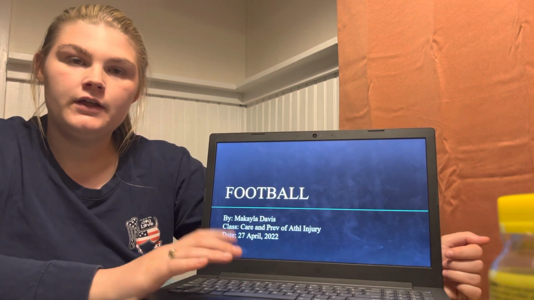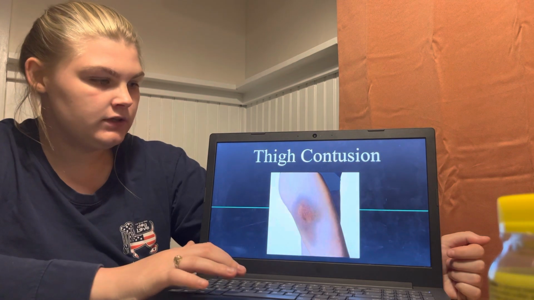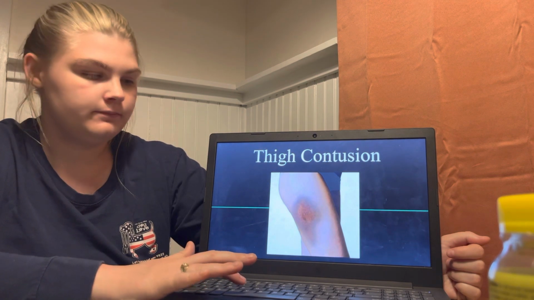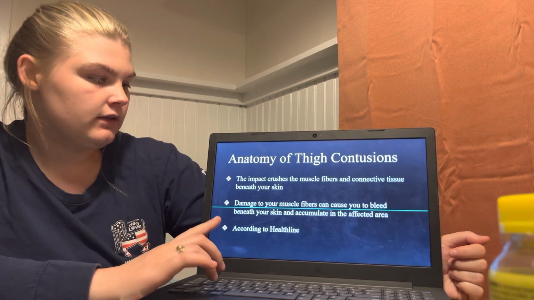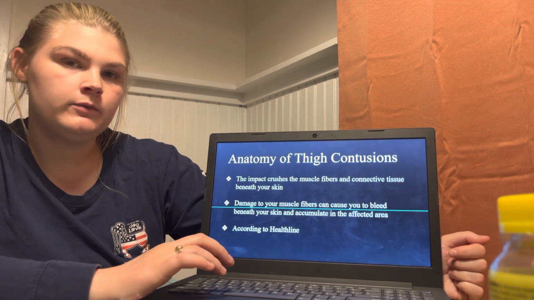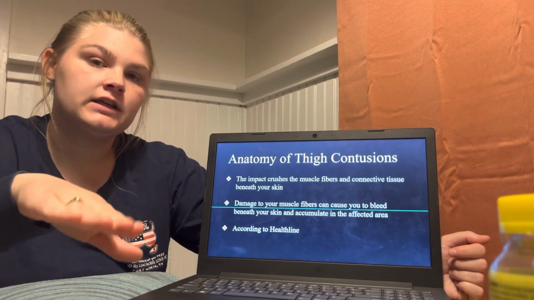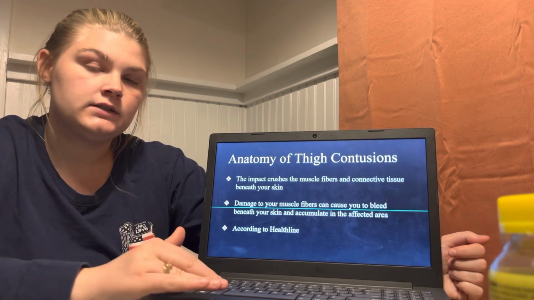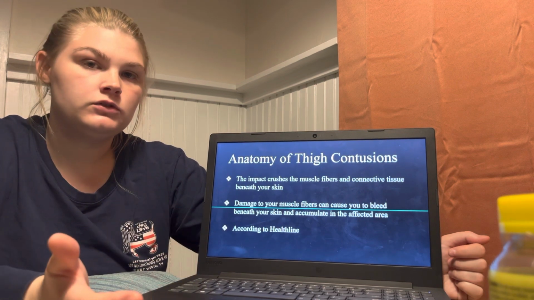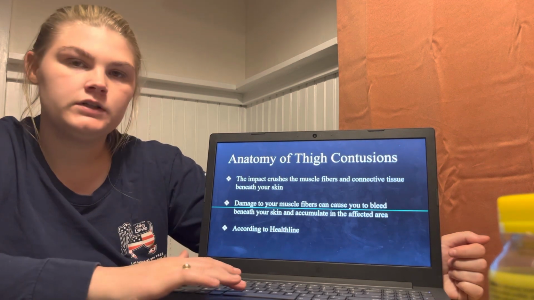So the sport that I chose is football. And the first injury that I chose was a thigh contusion. So the anatomy of a thigh contusion is the impact crushes the muscle fibers and connective tissue, causing the area under your skin to bleed, and that's what causes the bruise on the outside of the skin, which is black and blue usually, and it's also called a bruise. This is according to Healthline.